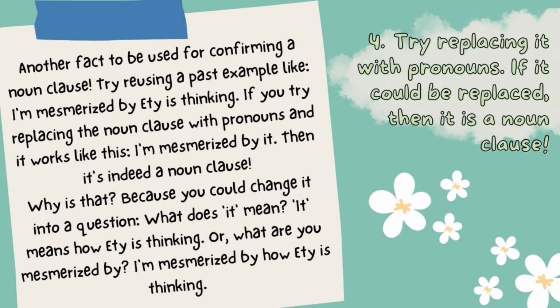4. The last one is to try replacing it with pronouns. If it could be replaced, then it is a noun clause. Another fact to be used for confirming a noun clause, try reusing a past example like, I'm mesmerized by how Eti is thinking. If you try replacing the noun clause with a pronoun and it works like this, I'm mesmerized by it, then it's indeed a noun clause. Why is that? Because you could change it into a question. What does it mean? It means how Eti is thinking, or what are you mesmerized by? I'm mesmerized by how Eti is thinking.